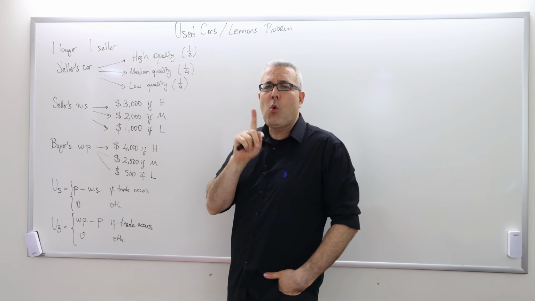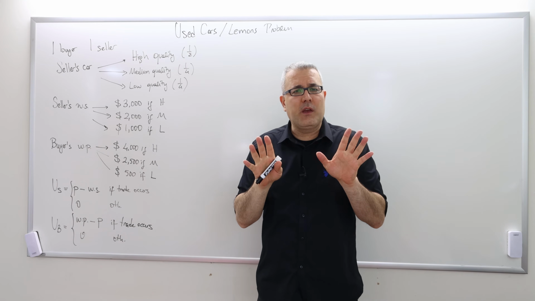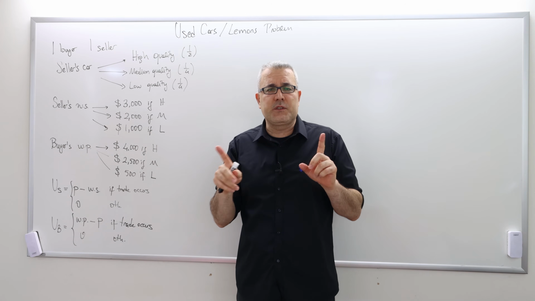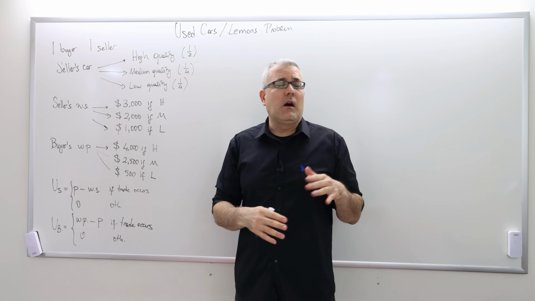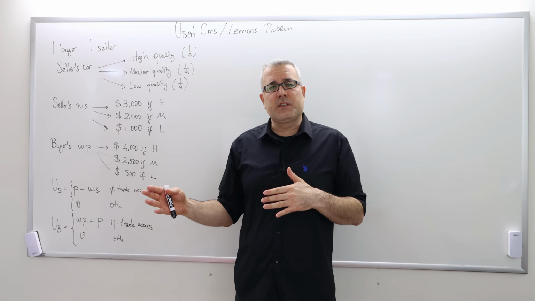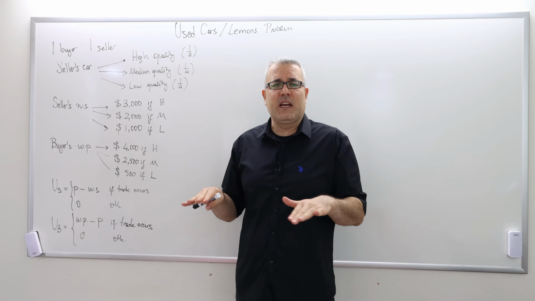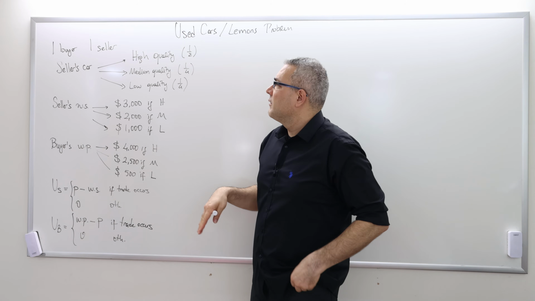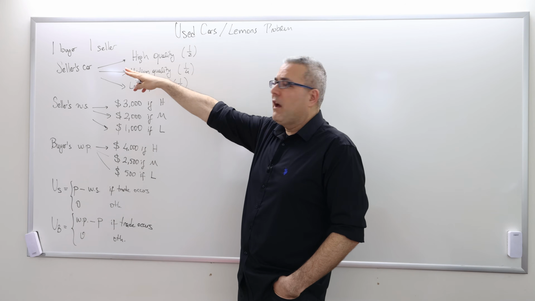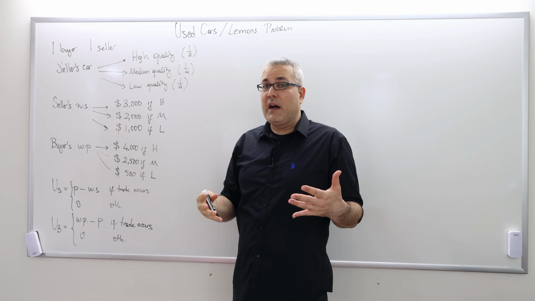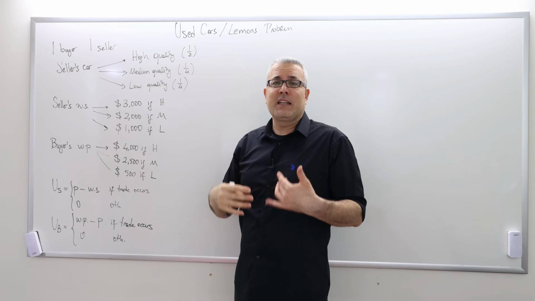So we have one buyer and one seller. Technically speaking, whether I assume one buyer versus one seller or 100 buyers versus 100 sellers, the solution is going to be exactly the same. So here I have one buyer, one seller. The buyer is interested in buying a used car that the seller owns.